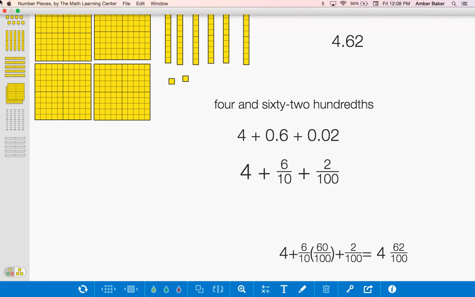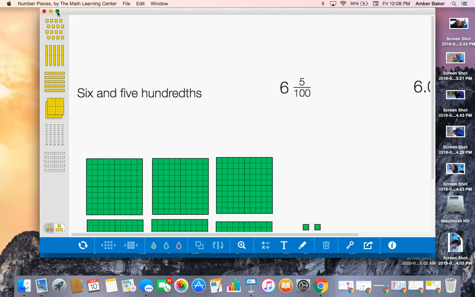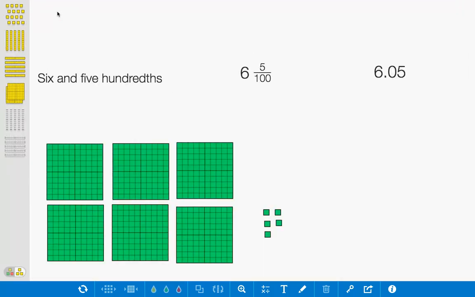Okay, we're going to go to another example. Now we can also switch the order in which we do that. Sometimes I'm going to be giving you a number and it's already going to be in word form, and I want you to show me an expanded form and maybe a fraction form. So here we have 6 and 5 hundredths. So I have 6 wholes, 5 hundredths represented as a pictorial, and then this is how we would write it as a fraction. We have 6 and 5 hundredths. As a decimal, it looks like this.